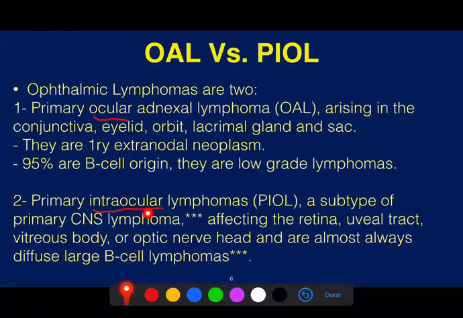However, the intraocular is mainly dealt with by ophthalmologists or retina. It's basically an extension of the sinus lymphoma. This is what you have to know. It affects the retina, uveal tract, vitreous body, and optic nerve head, and again, it's almost always B-cell origin. So you have to know this differentiation between these two entities. Intraocular lymphoma is basically an extension of sinus lymphoma. However, ocular adnexal lymphoma is what we deal with in oculoplastic.